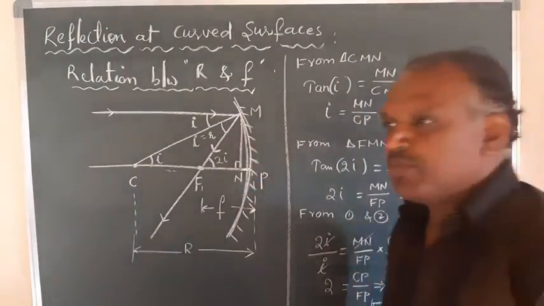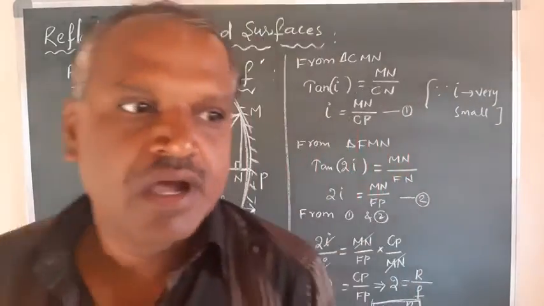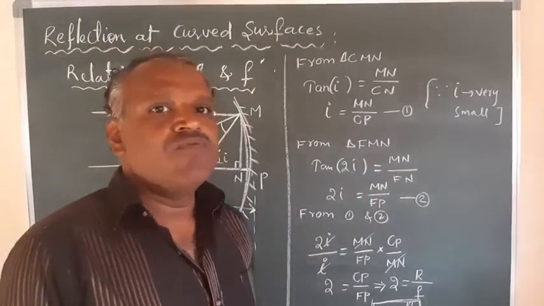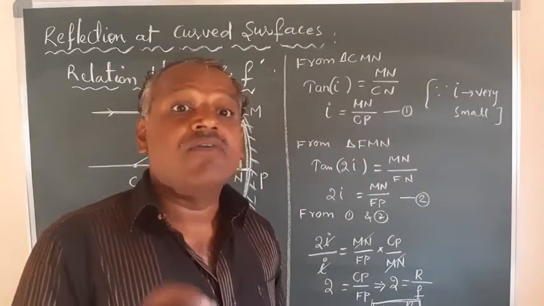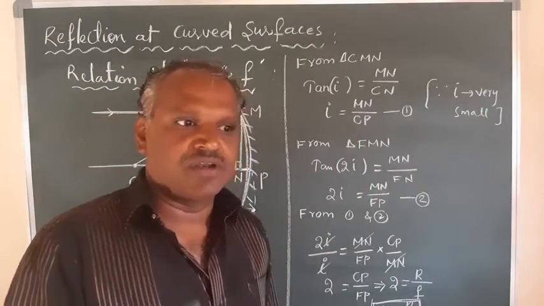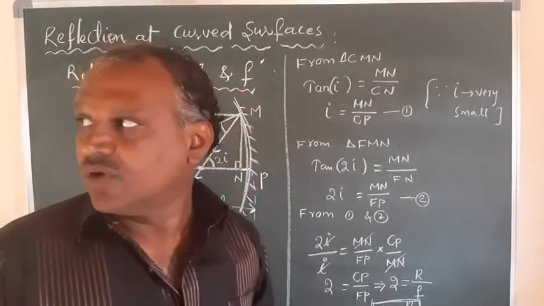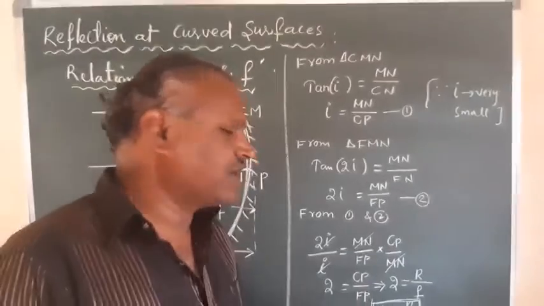Right? So remember, for curved mirrors, it is always observed that the focal length of that mirror is half of the radius of curvature. This is very, very important. You make a note of this. Okay, so that is what we have here.